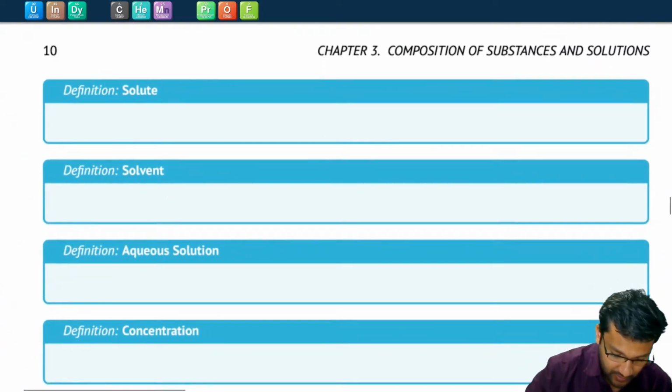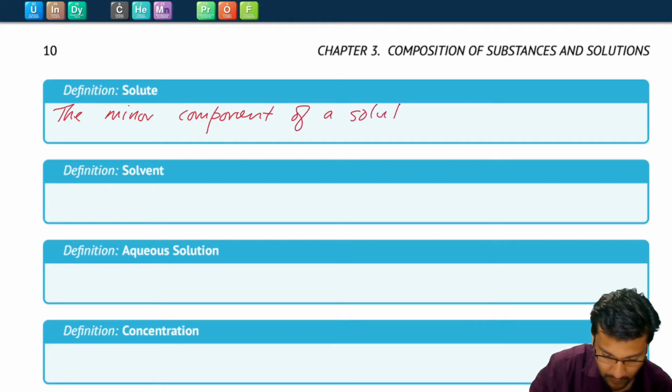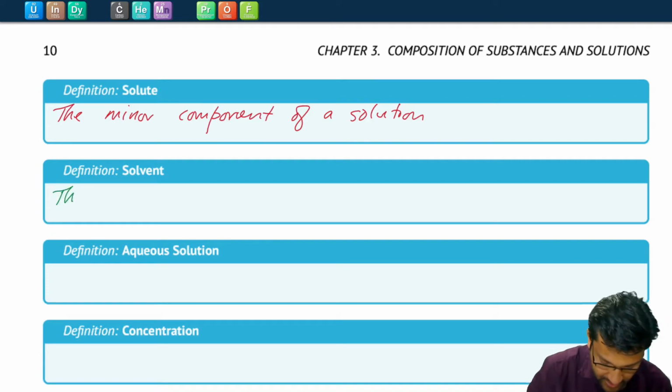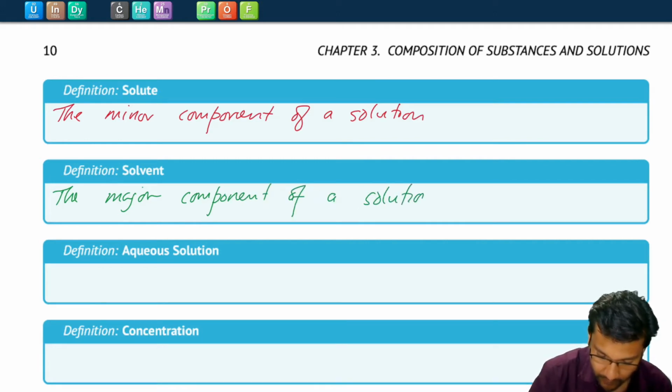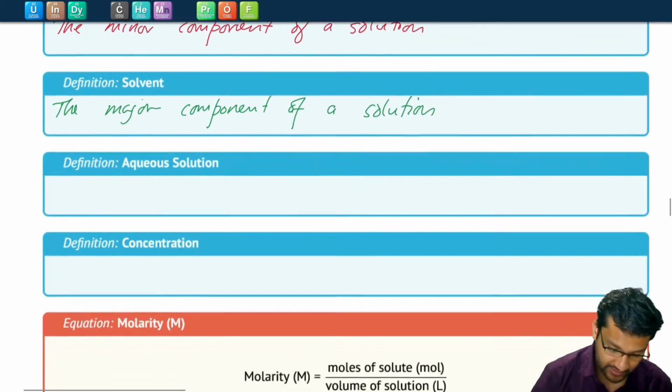Okay, there are two components to a solution. The first we'll call the solute, which is the minor component of a solution. And the second component we'll call the solvent, which is the major component of a solution. So solute is the minor component of a solution, solvent is the major component of a solution.